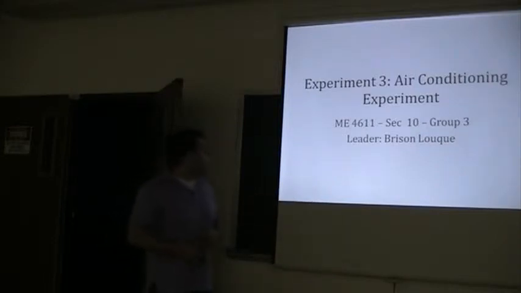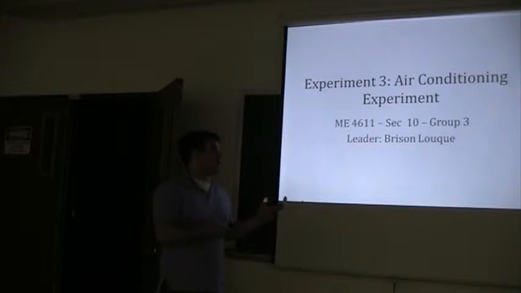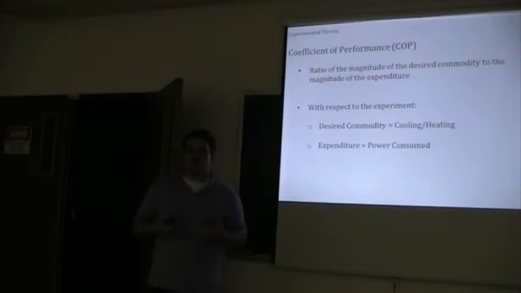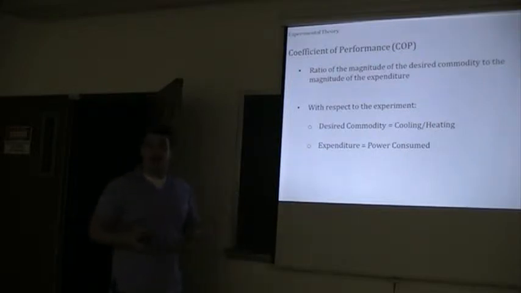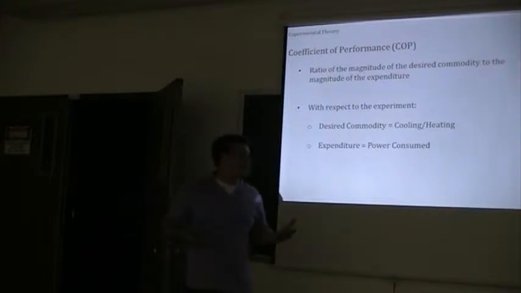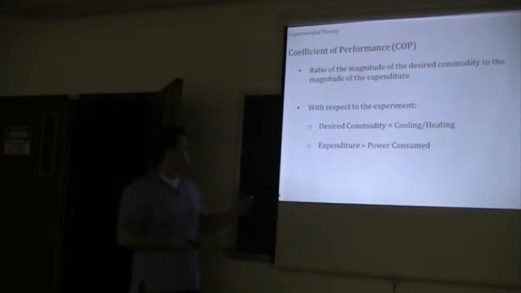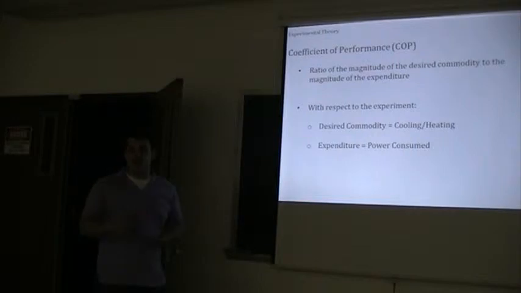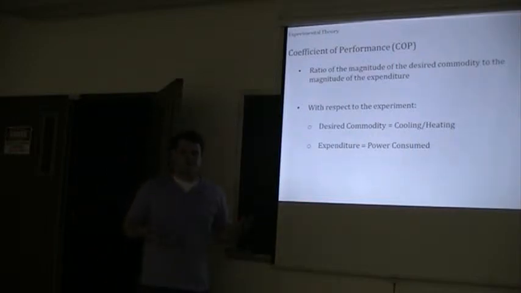Anyways, so I did the air conditioning charging experiment. Basically, the main goal is to calculate the coefficient of performance and how it is affected by the charging pressure of a refrigeration cycle. The coefficient of performance is the ratio of the magnitude of the desired commodity to be created, or the one that's wanted, over the magnitude of the expenditure. So basically, it is the ratio of the output over what you put into the system.